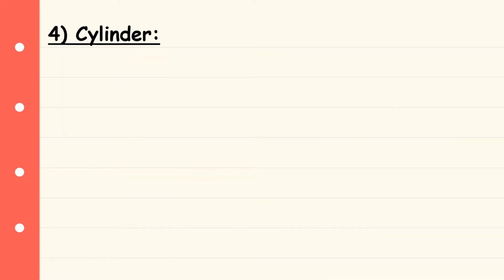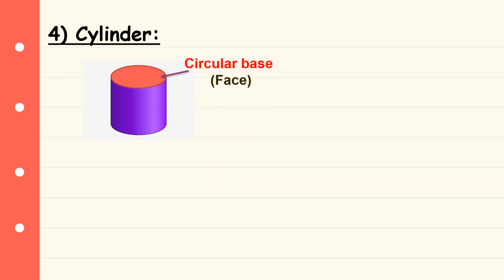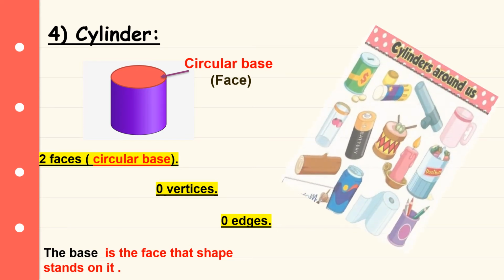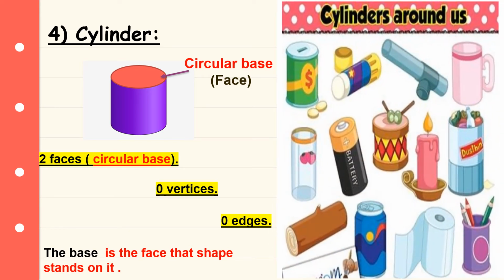The fourth shape is called cylinder. How many faces do we have in the cylinder? We have 2 faces or 2 circular bases. The face is like a base. Do we have any vertices or any edges here? No. We have 0 vertices and 0 edges. What is the base again? The base is the face that the shape stands on. We have a lot of cylinders in our real life, like the candle, cans, and the battery.